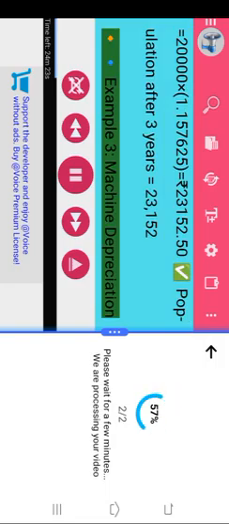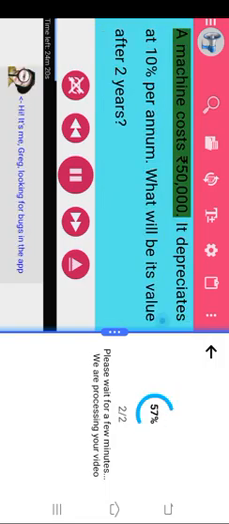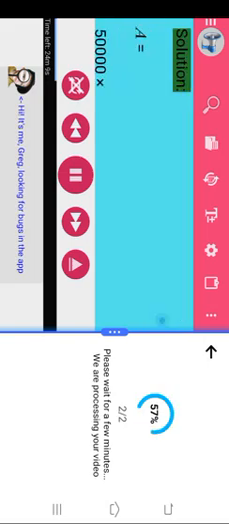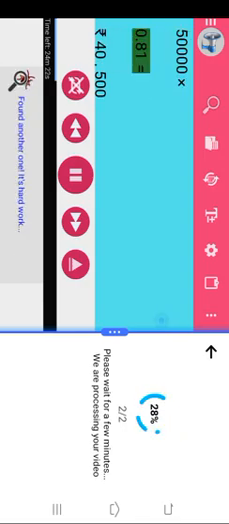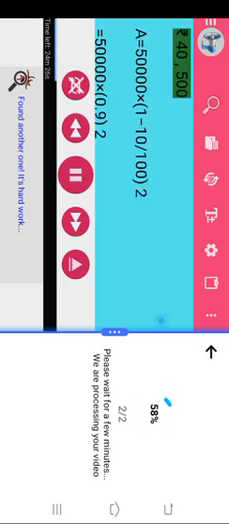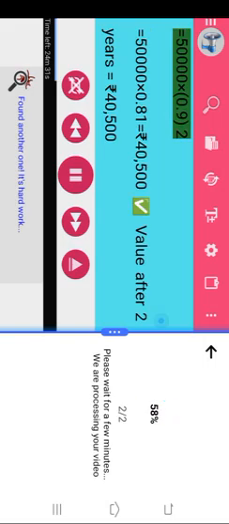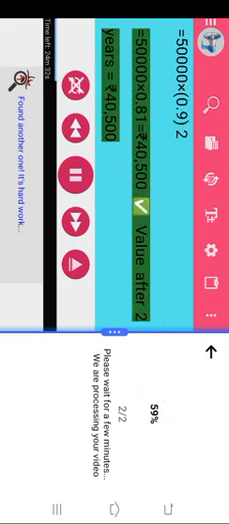Example 3. Machine depreciation. A machine costs 50,000 rupees. It depreciates at 10% per annum. What will be its value after 2 years? Solution. A equals 50,000 times (1 − 10/100)^2, which equals 50,000 times 0.9^2, which equals 50,000 times 0.81, which equals 40,500 rupees. Value after 2 years equals 40,500 rupees.